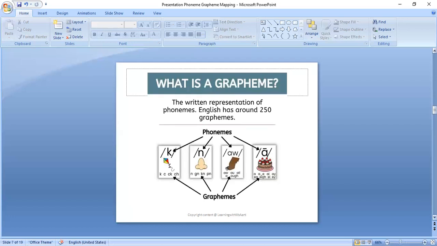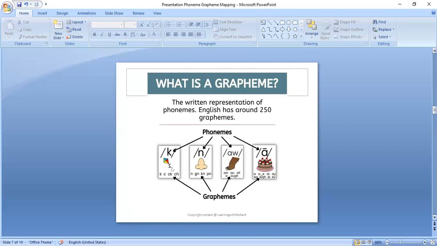Now the word grapheme. Phoneme, as I have cleared to you, 44 phonemes are there. There are around 250 graphemes. So we need to understand how phonemes and graphemes together work in phonics.